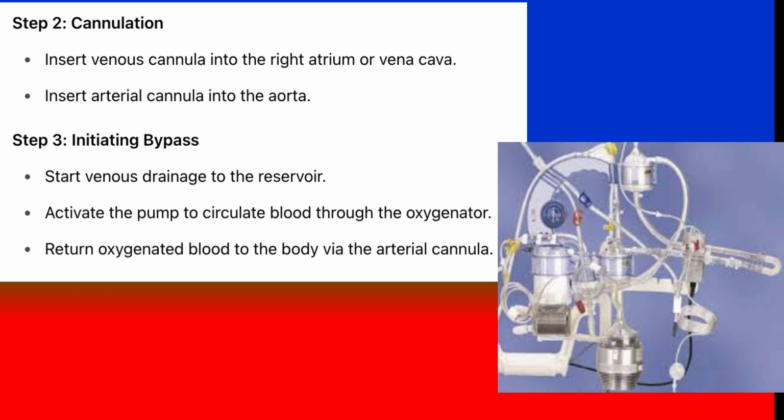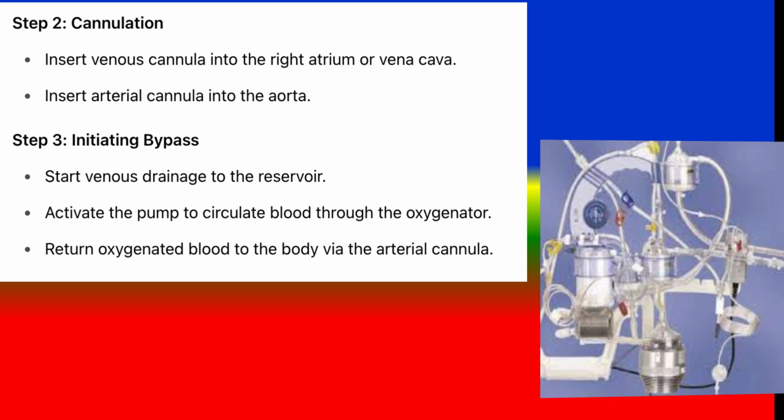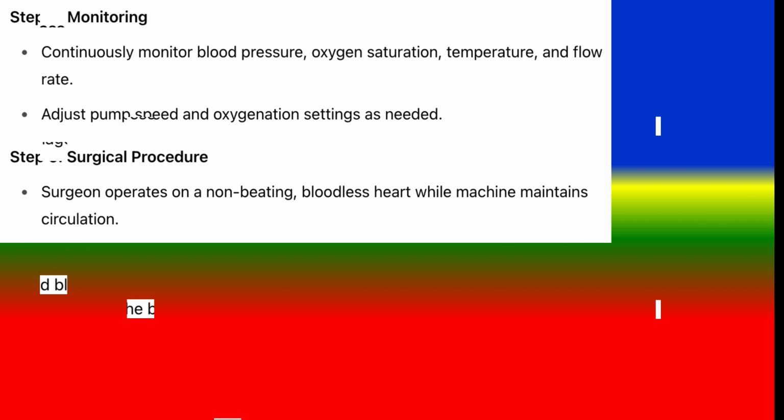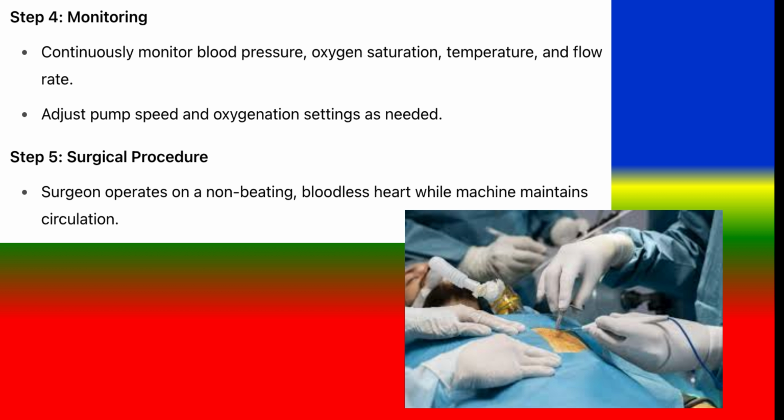Step 3. Initiating bypass. Start venous drainage to the reservoir. Activate the pump to circulate blood through the oxygenator. Return oxygenated blood to the body via the arterial cannula. Step 4. Monitoring. Continuously monitor blood pressure, oxygen saturation, temperature, and flow rate. Adjust pump speed and oxygenation settings as needed.